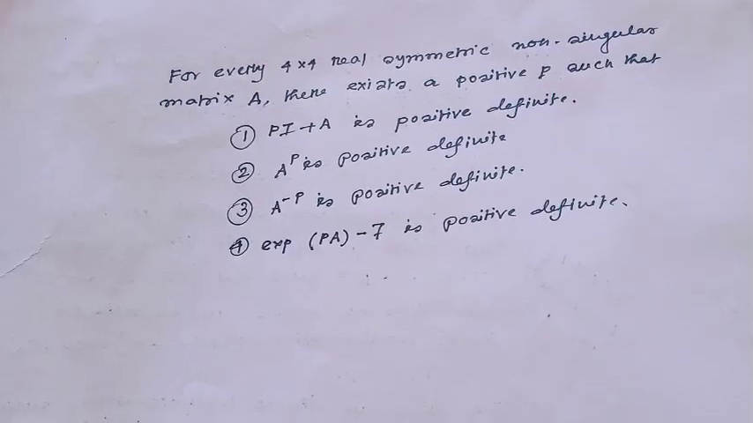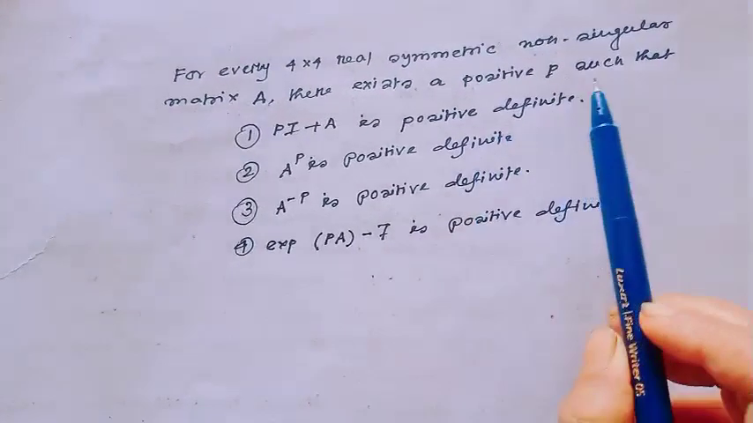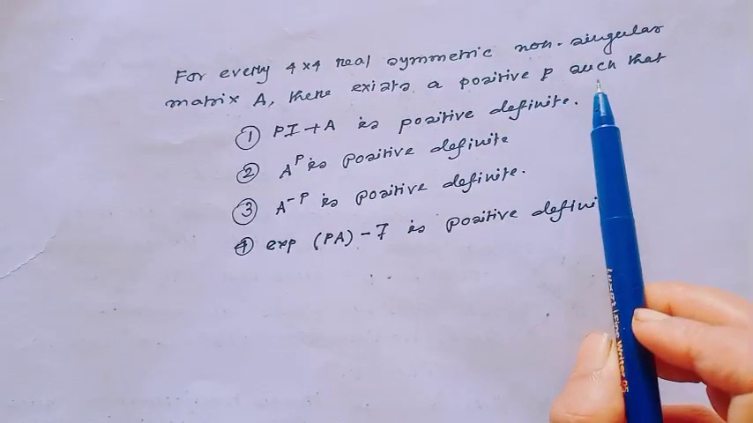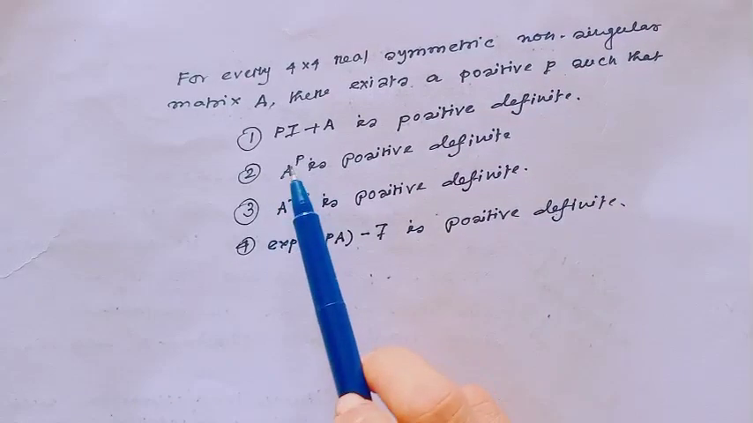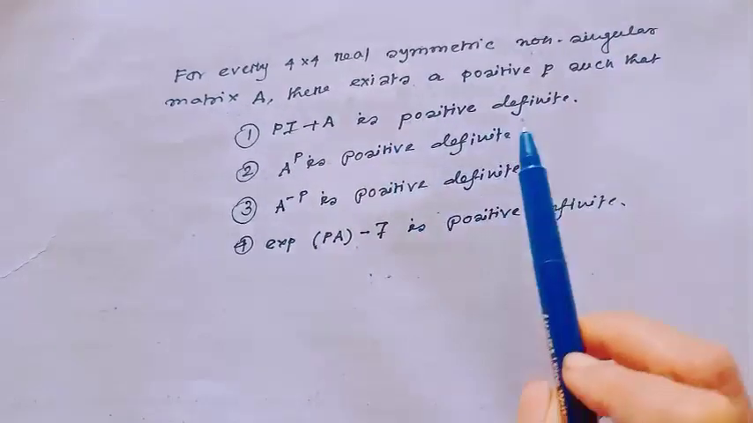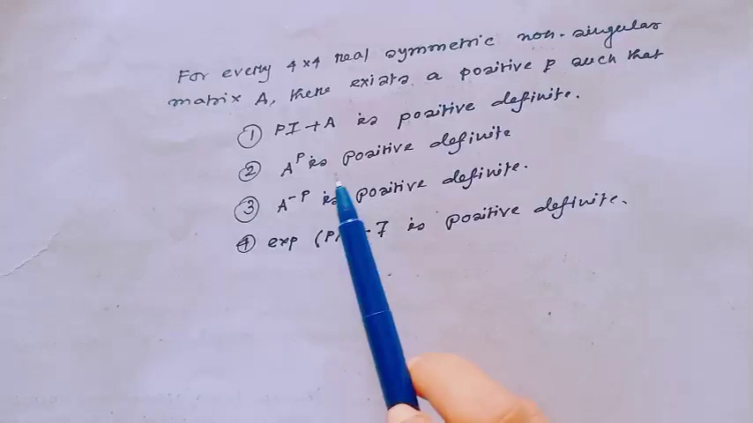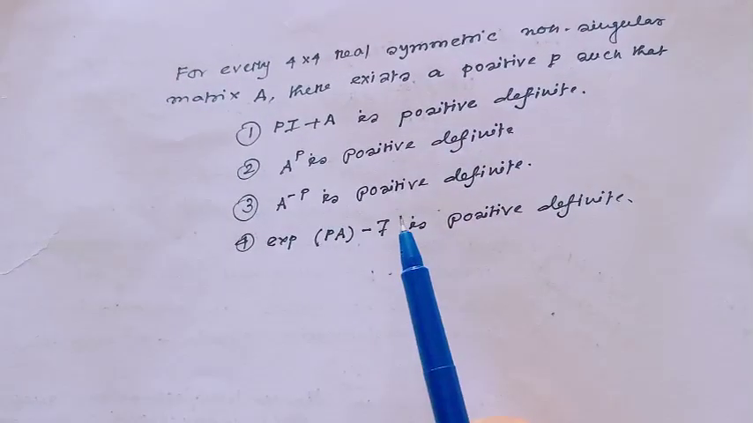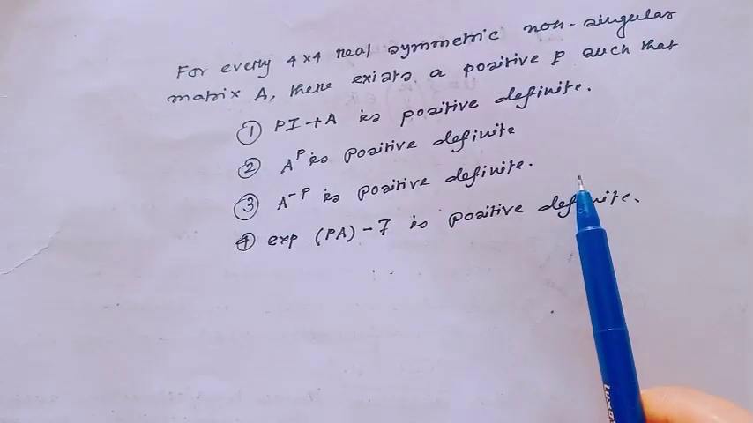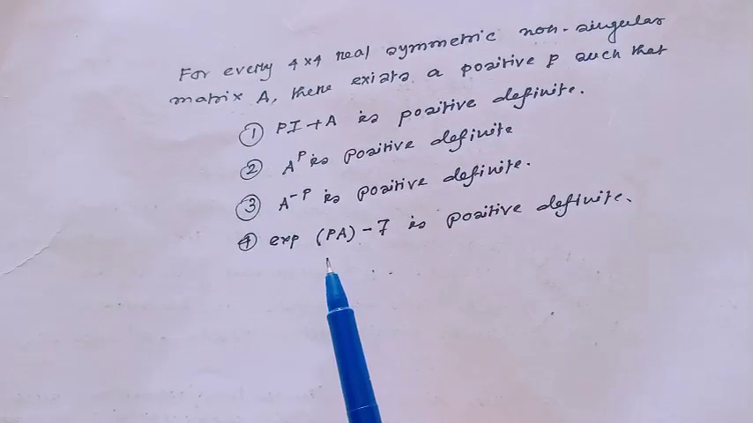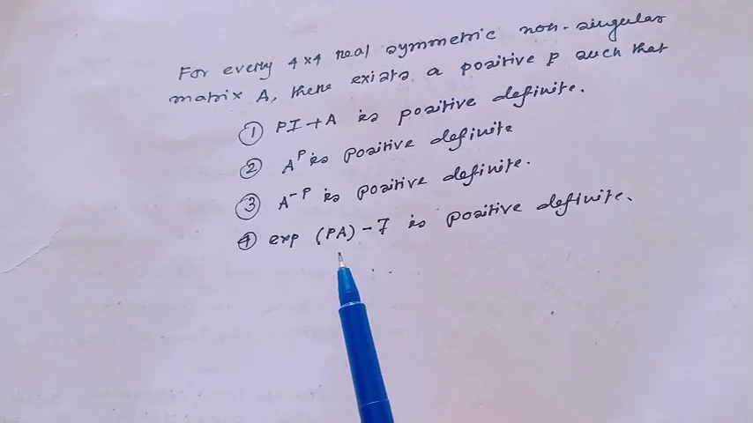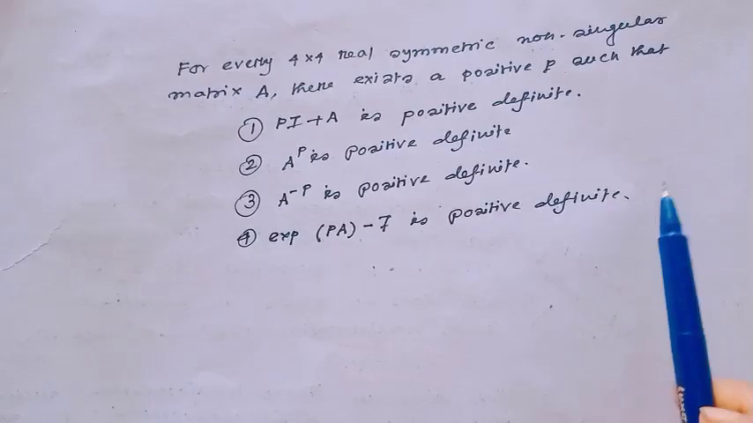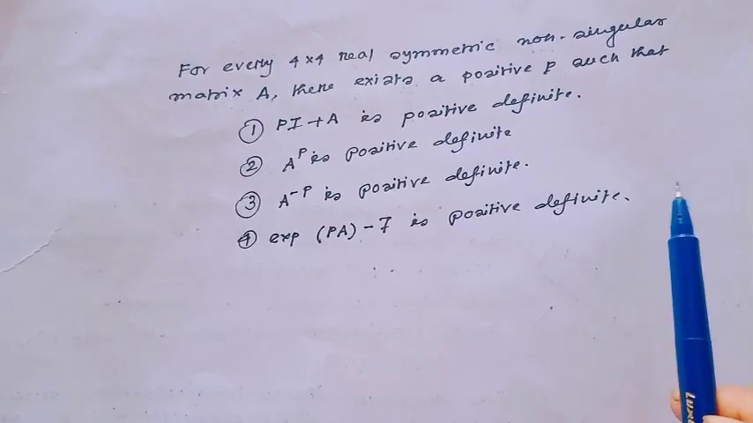My first question: for every 4 cross 4 real symmetric non-singular matrix A, there exists a positive number P such that option 1, PI plus A is positive definite; option 2, A to the power P is positive definite; option 3, A to the power minus P is positive definite; and option 4, exp(PA) minus A is positive definite. This question is very important and very easy but conceptual.